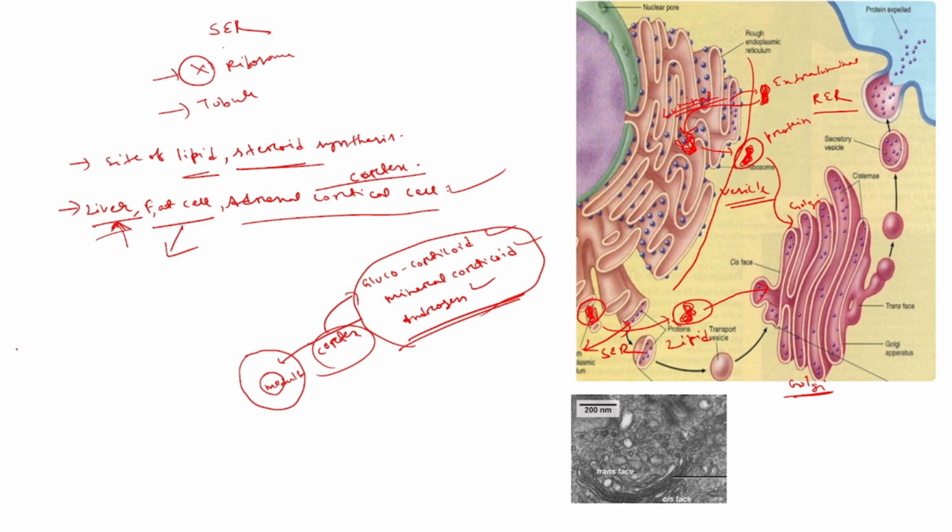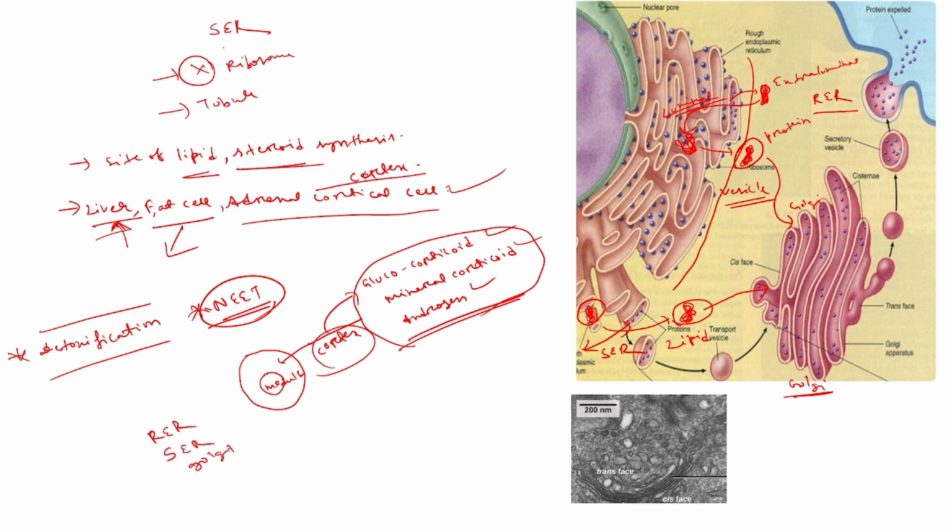So another main function of the smooth endoplasmic reticulum is that it helps in detoxification. It is a neat question. Many times it will be asked. So which organelle helps in detoxification? The answer will be endoplasmic reticulum. But if the options are rough endoplasmic reticulum, smooth endoplasmic reticulum, Golgi, lysosome, then the answer will be smooth endoplasmic reticulum.